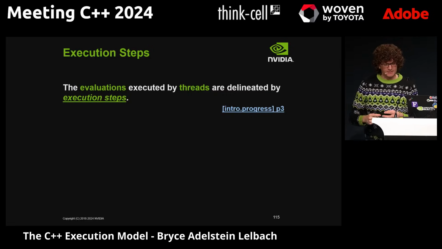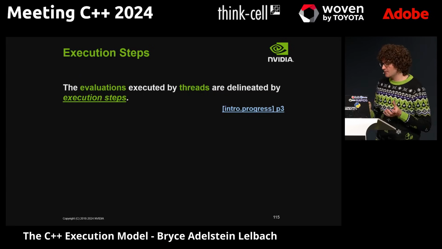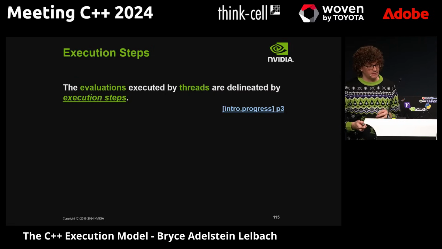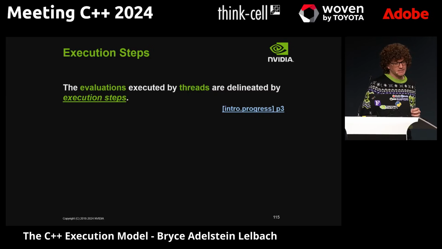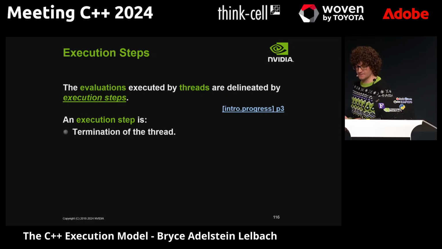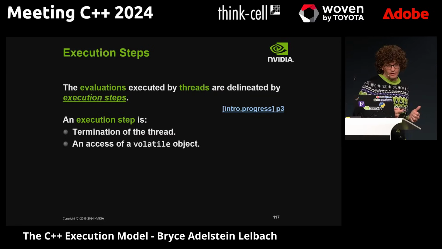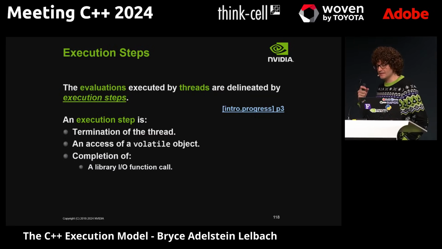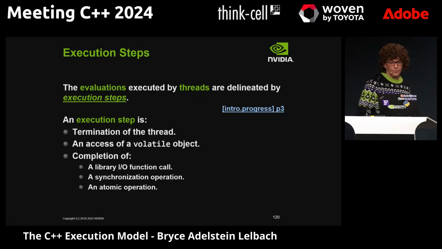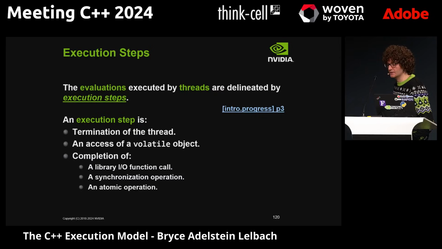So now that we understand threads and how they evaluate expressions and how those evaluations are ordered and what data races are, the final thing we must learn is what guarantees we get when threads block or wait on something. So we start off with the idea of execution steps. The evaluations that are executed by threads are delineated by execution steps. So an execution step is the termination of the thread, an access of a volatile object, the completion of a library I/O function, a synchronization operation, or an atomic operation. And the completion of an atomic operation could include spurious failures.